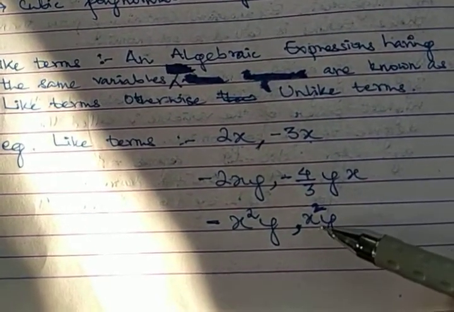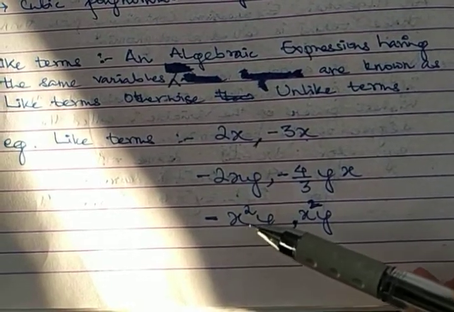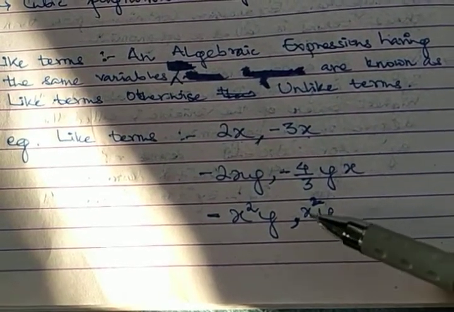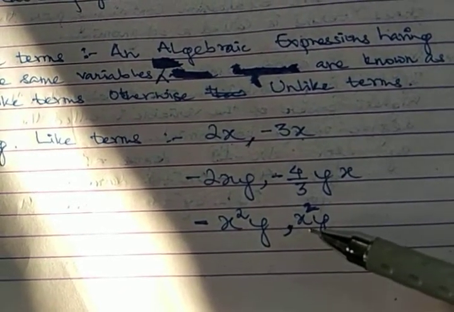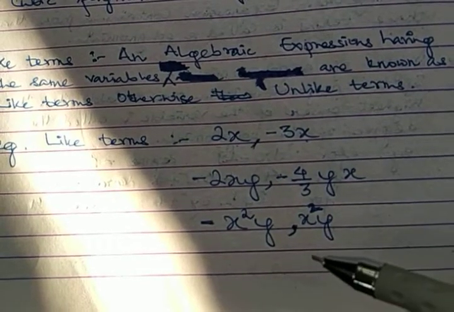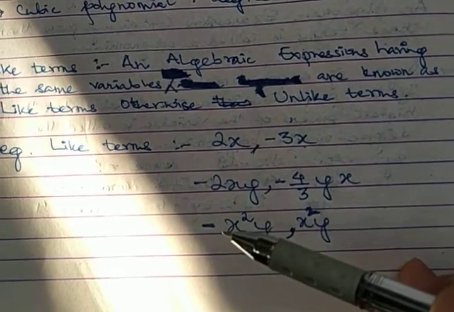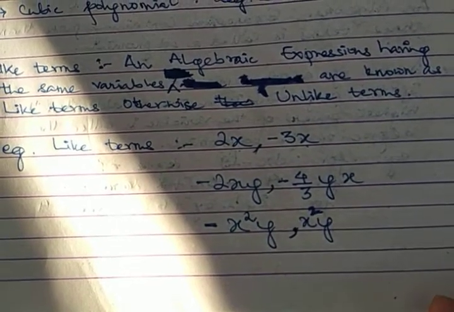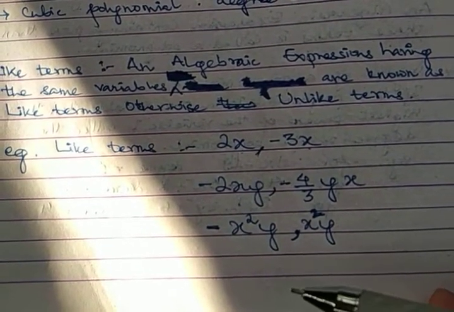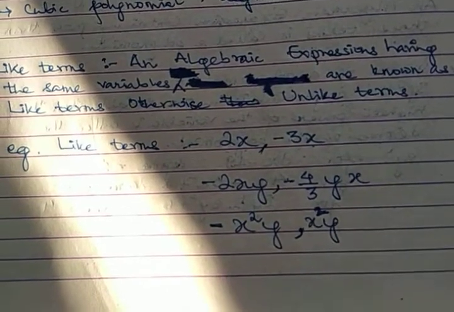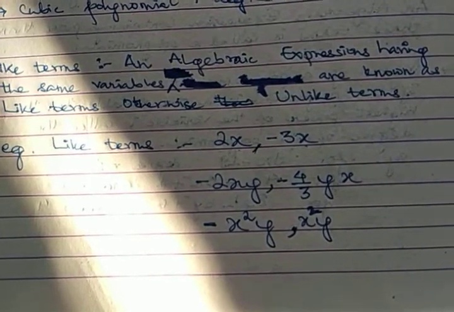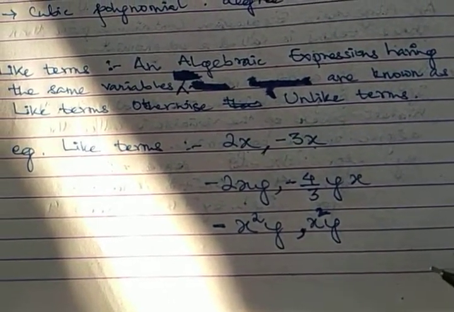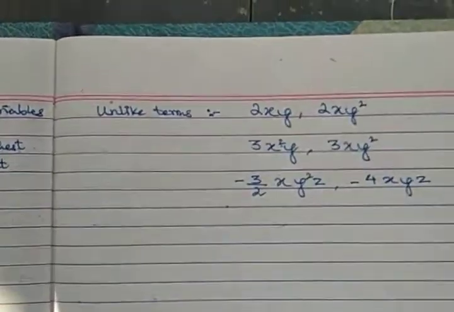And similarly for this one, I have just given the variables minus x square y, and x square y. Even though I haven't written the coefficients, that is the constant terms, just by looking at the variables I can tell that these two are like terms. And what will the coefficient be if the coefficients are not given? If the coefficients are not given, the coefficient will be 1, because the relation between them is multiplication, and 1 doesn't change the value. Is it okay? And the last topic for today is unlike terms.